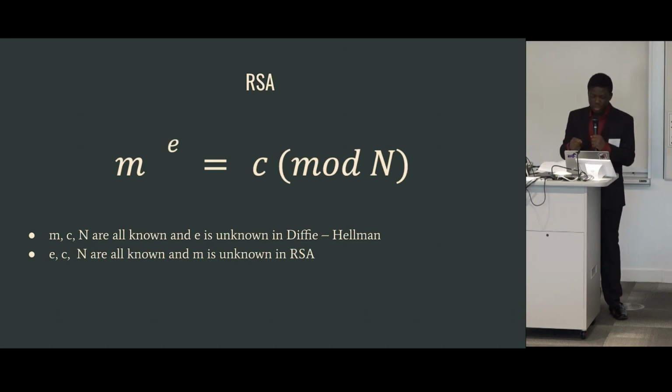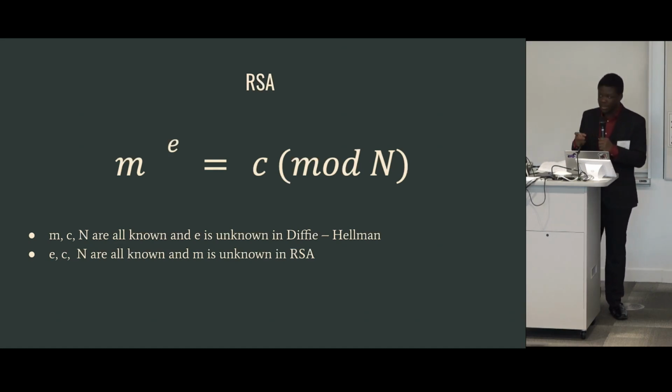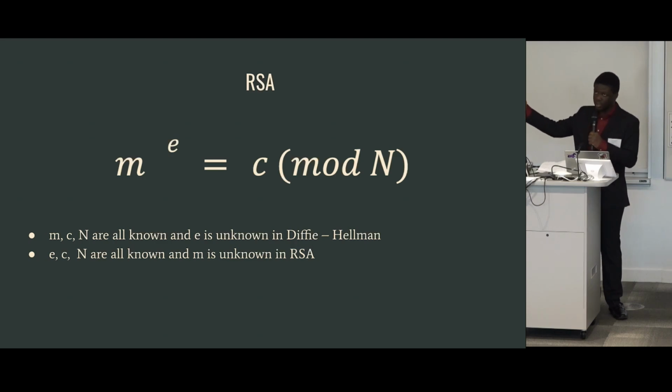And in RSA, however, it's a little bit different, right? So M, the base, that's not known. E is known. And the remainder, C, is known, and the modulus is known. But you're now trying to find what that M is. If you can find what that M is, then you can make the crypto system insecure.